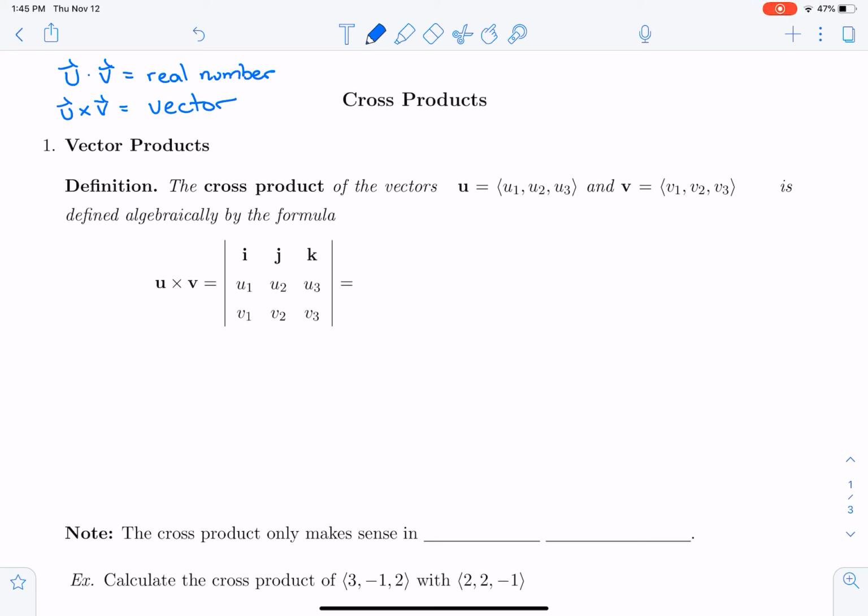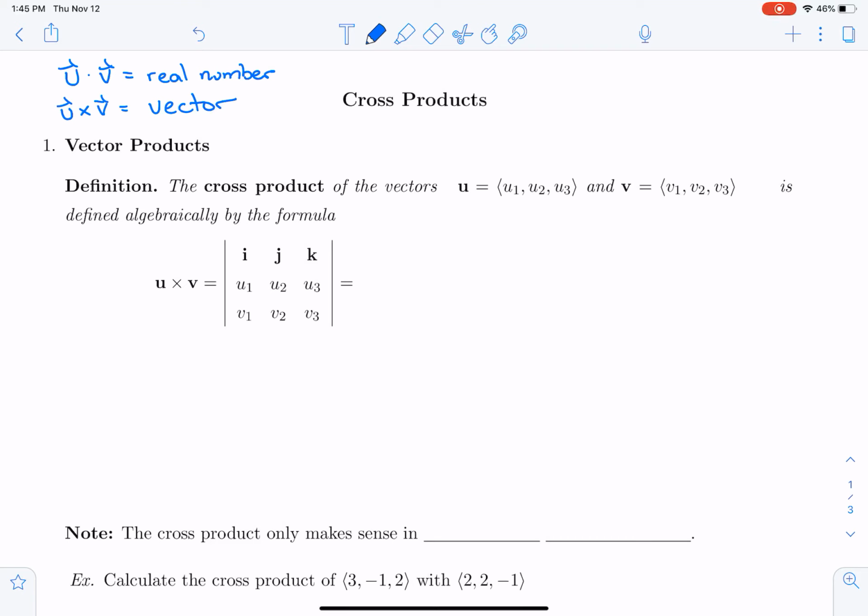So let's define the cross product of two vectors. My two vectors are going to be u, which is equal to u1, u2, and u3, and v, which is equal to v1, v2, and v3. And the cross product is generally defined by taking the determinant of a 3 by 3 matrix.